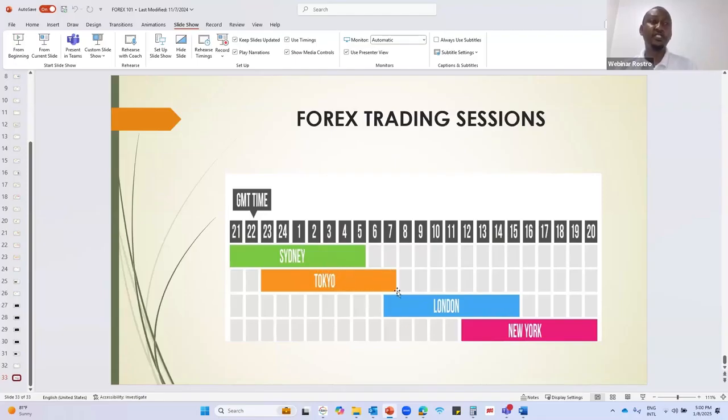So when we have this overlap, maybe the Sydney and Tokyo overlap, the Tokyo and London overlap, or the London and New York overlap, you can get very nice entries. But we are going to build on that concept in the next class, which you are going to do next week. That is Forex Intermediate.